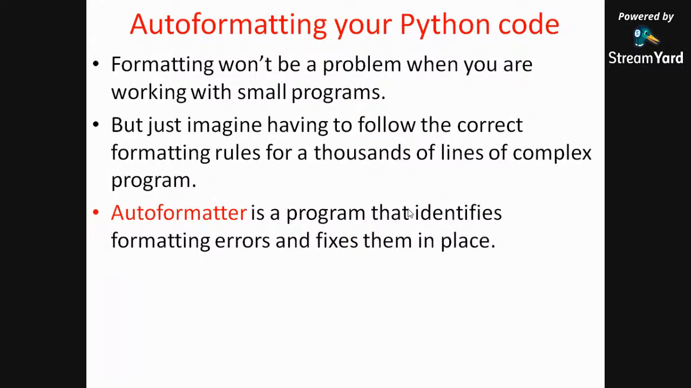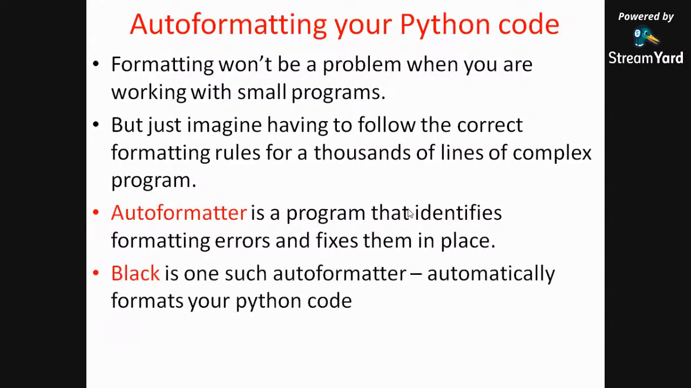For that you can use auto formatters. An auto formatter is a program which identifies formatting errors and fixes them in place. It only identifies formatting errors. Please remember, it corrects no syntax errors. That means if you have introduced an unnecessary symbol or extra white spaces, those will be removed automatically from your program, but no syntax errors are corrected. Black is one such auto formatter, and it automatically formats your Python code. We'll see how it can be used.